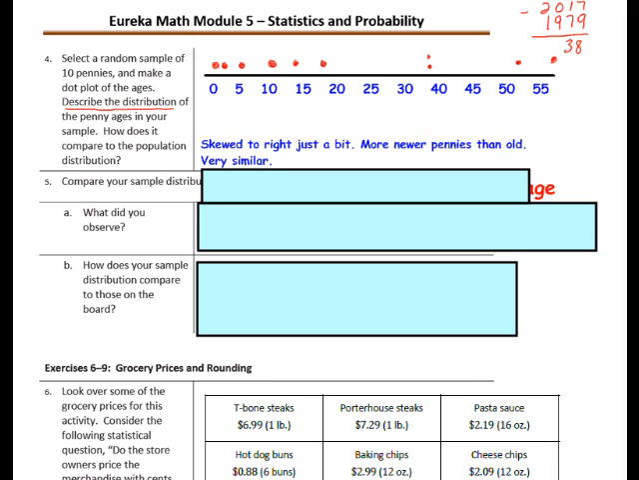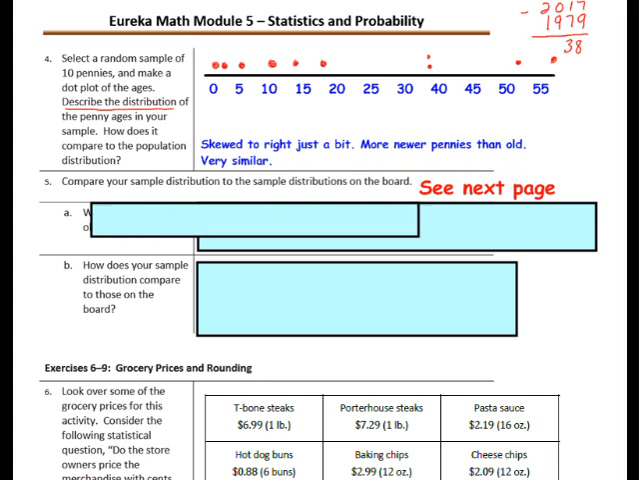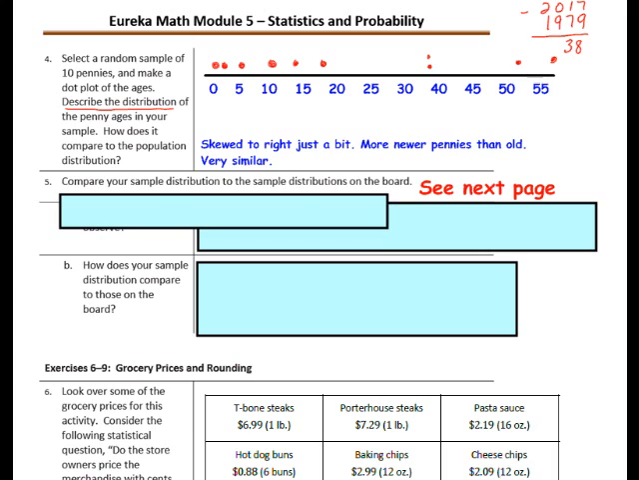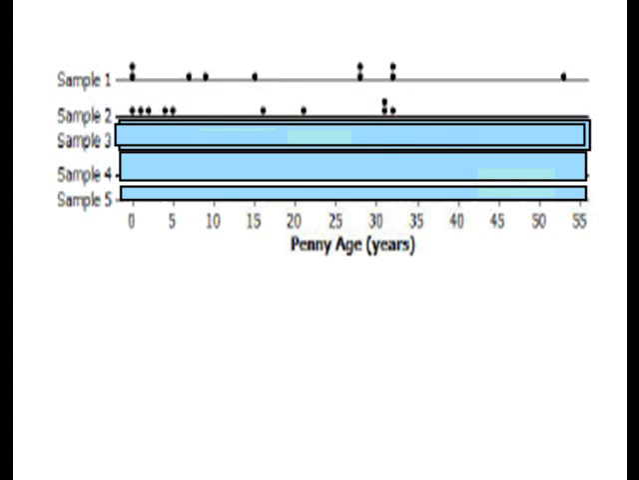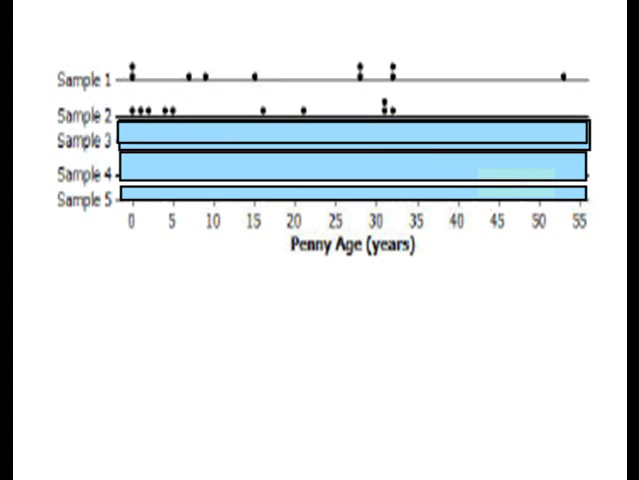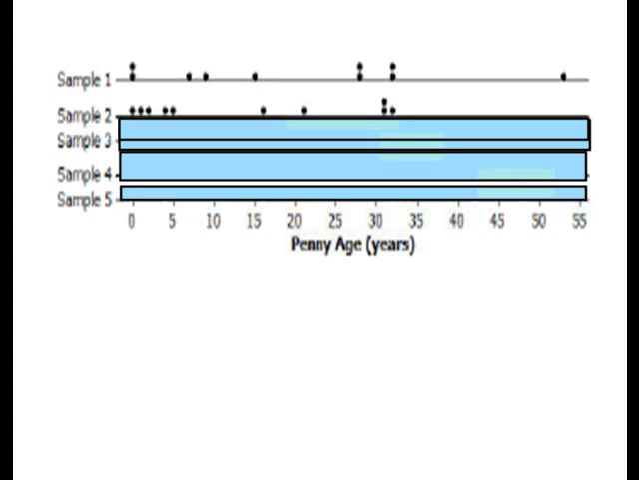Compare your sample distribution to the sample distributions on the board. What I did is I collected data from 5 students, and these were the results. Sample 1, sample 2. What I want to do when I compare the data is take a look at the median, the lowest number, the highest number, and the general distribution.